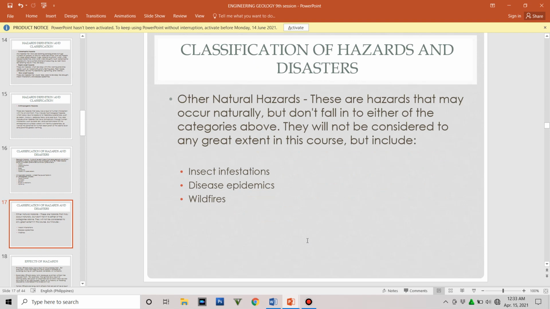So other natural hazards. These are hazards that may occur naturally but don't fall into either of the categories mentioned. They will not be considered to any great extent in this course but include insect infestations, disease epidemics, and wildfires.